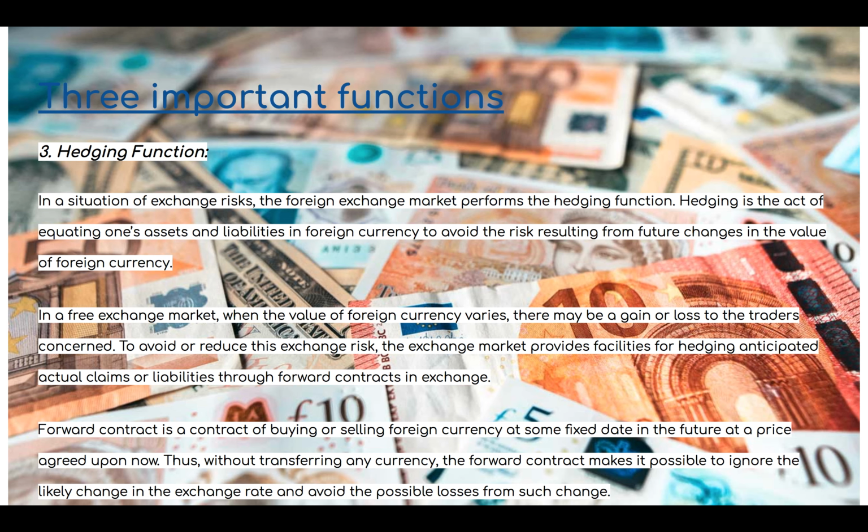The third function is the hedging function. In a situation of exchange risk, the foreign exchange market performs the hedging function. Hedging is the act of equating one's assets and liabilities in foreign currency to avoid the risk resulting from future changes in the value of foreign currency. In a free exchange market, when the value of foreign currency varies, there may be a gain or loss to the traders concerned. To avoid or reduce this exchange risk, the exchange market provides facilities for hedging anticipated actual claims or liabilities through forward contracts in exchange.